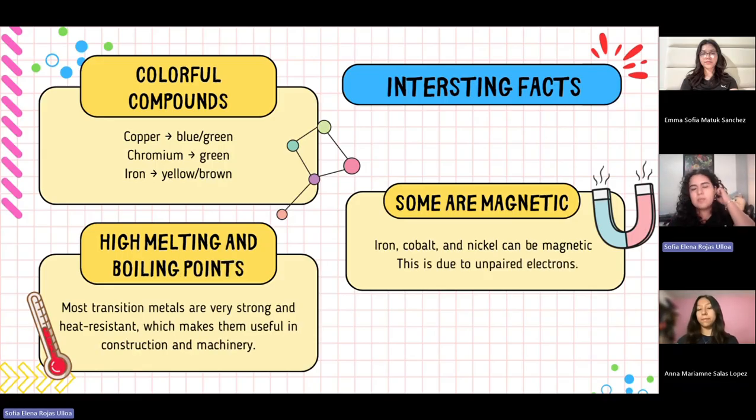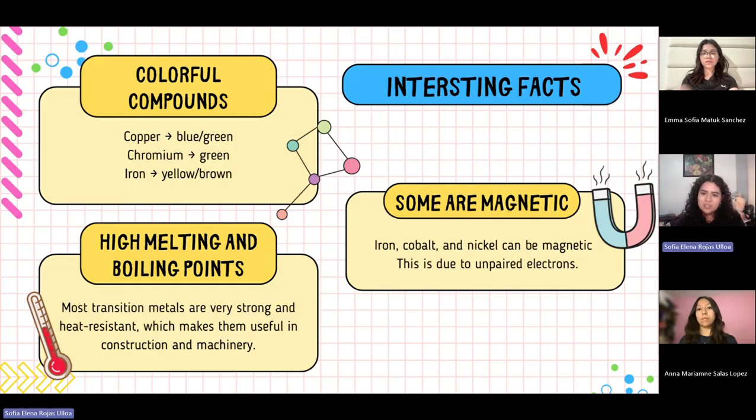Now, interesting facts about the transition metals, group B. Some of them form colorful compounds, like copper, which is blue with a little bit of green. Chlorine is green, and iron is yellow with a little bit of brown.